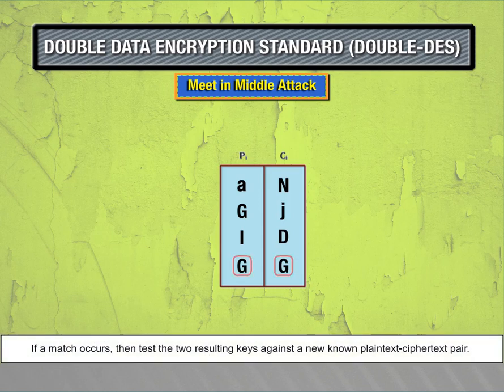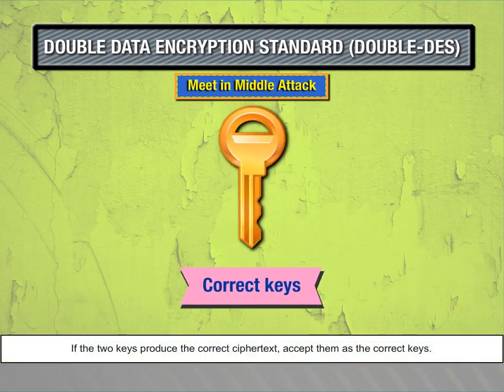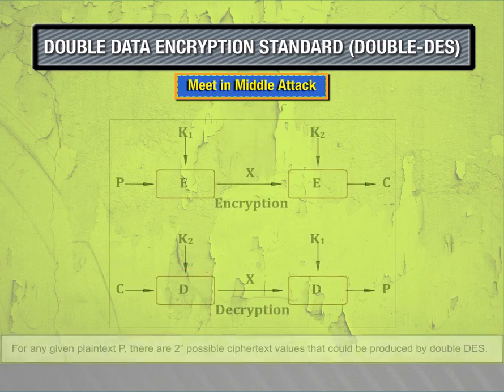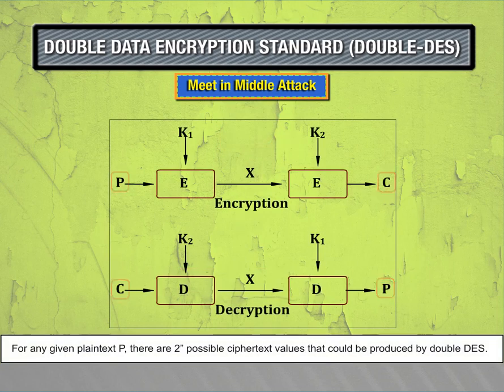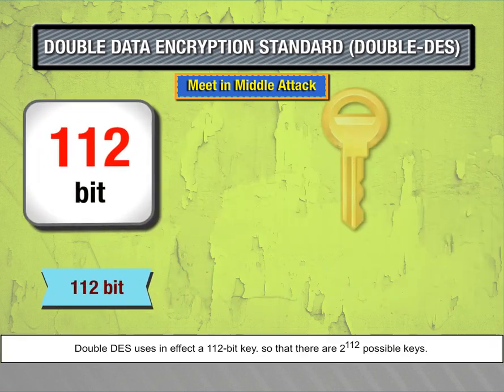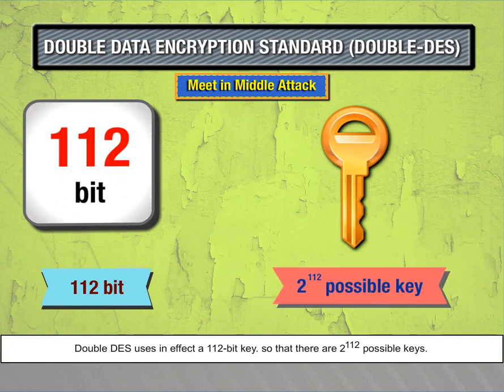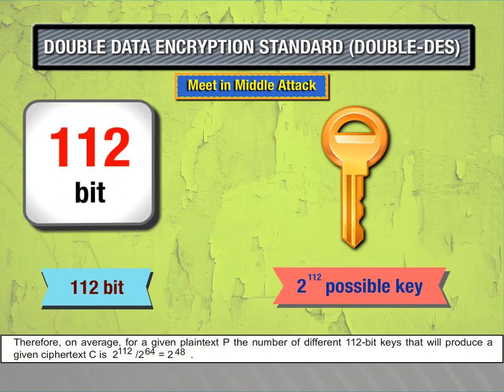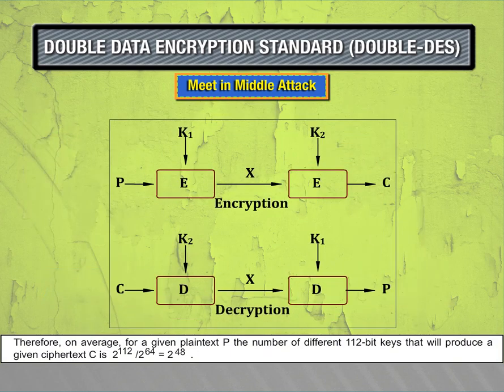If a match occurs, then test the two resulting keys against a new known plaintext-ciphertext pair. If the two keys produce the correct ciphertext, accept them as the correct keys. For any given plaintext P, there are 2^64 possible ciphertext values that could be produced by double DES. Double DES uses in effect a 112-bit key, so that there are 2^112 possible keys. Therefore, on average, for a given plaintext P, the number of different 112-bit keys that will produce a given ciphertext C is 2^112 divided by 2^64, which is equal to 2^48.